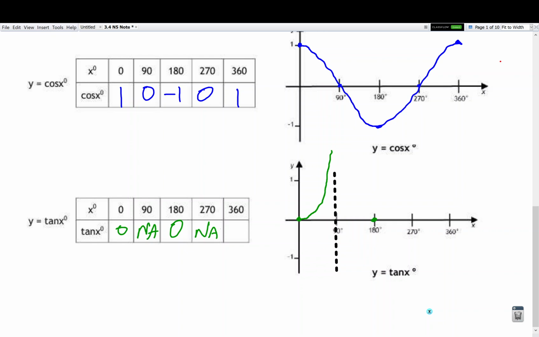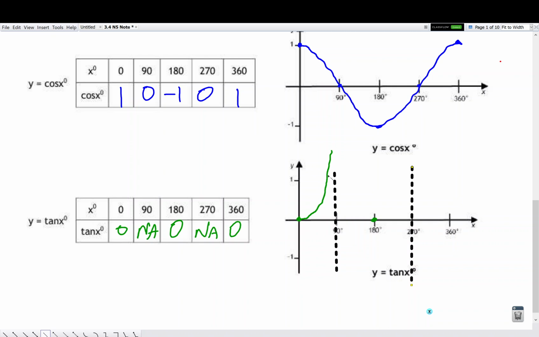And the tan of 360 is actually back to 0. So we need another asymptote at 270. So draw another dotted line going right through to 360 degrees. And here's what the tangent graph looks like.